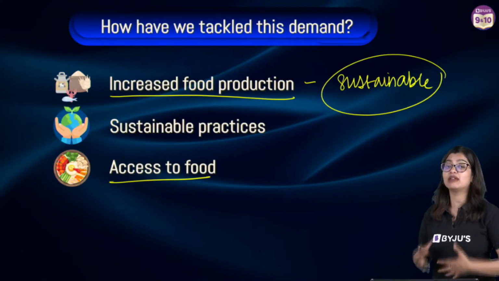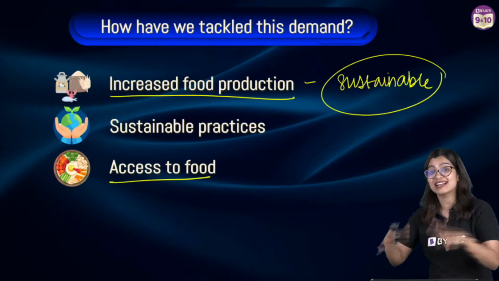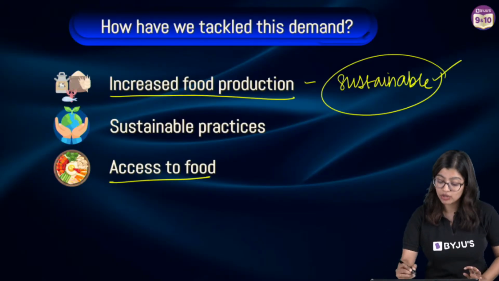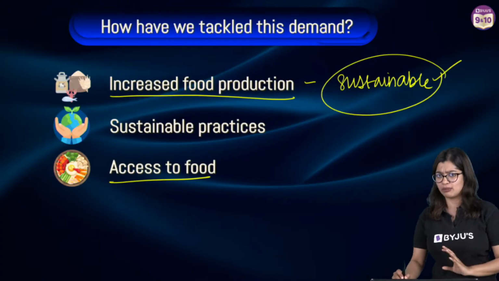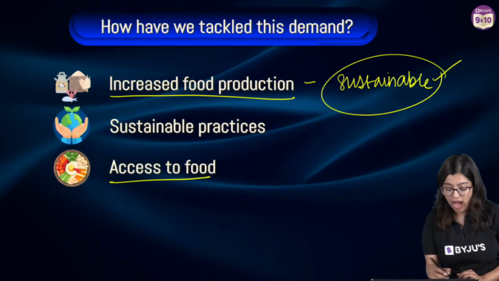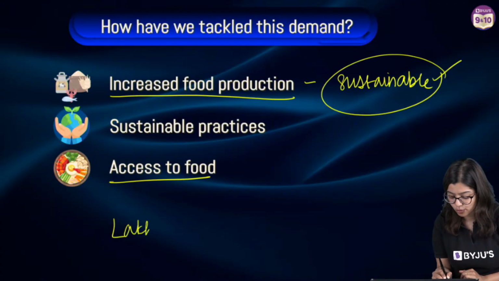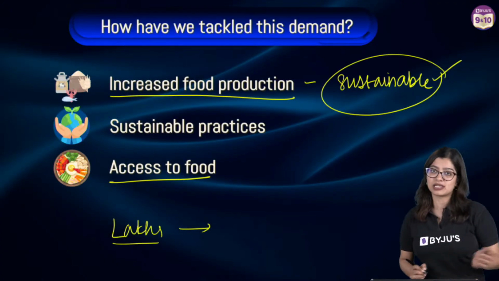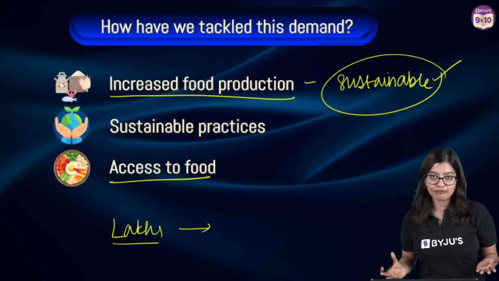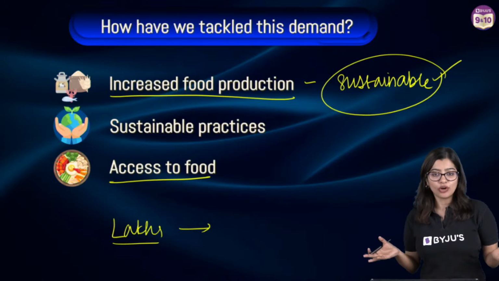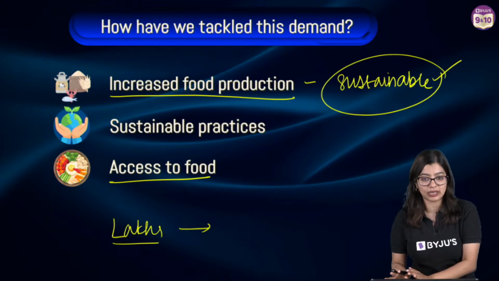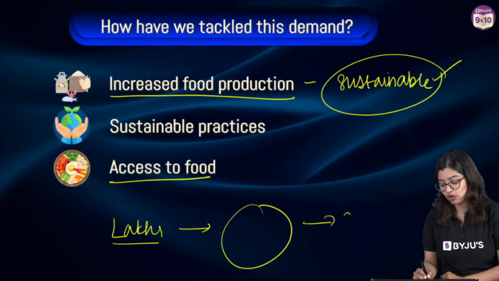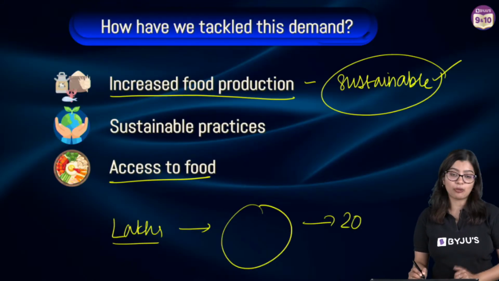Imagine that I am spending lakhs and lakhs of rupees in order to sustainably grow some crops. But now, if I am spending lakhs and lakhs of rupees, can I sell it for 20 rupees or 30 rupees? Will I make profit as a farmer? No. Imagine, I am spending lakhs and lakhs of rupees, but I will sell for 20 rupees. Am I making any profit?